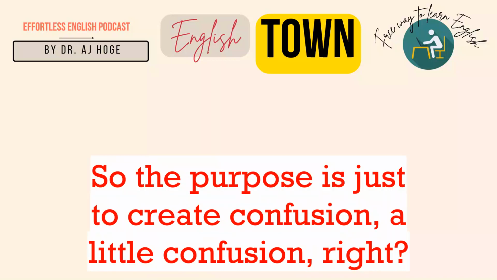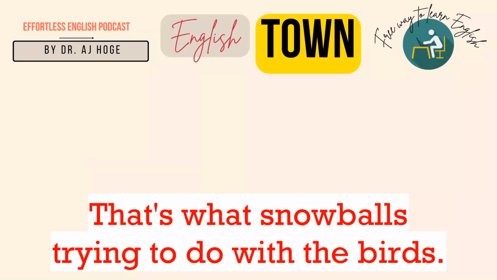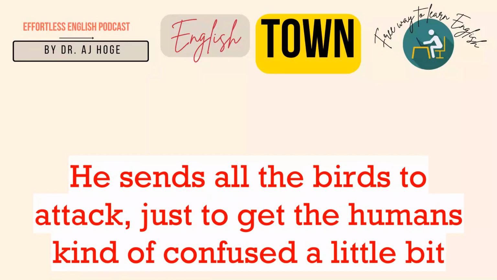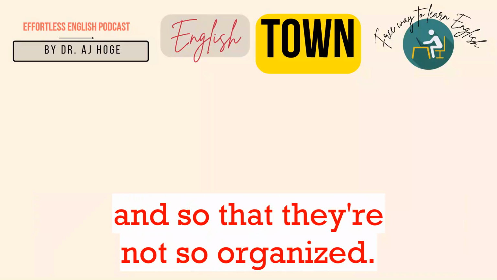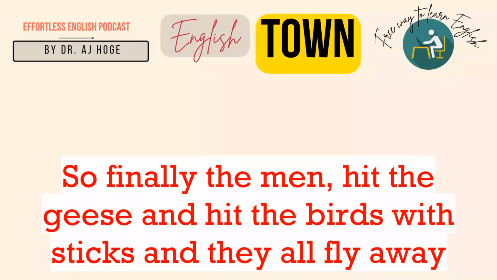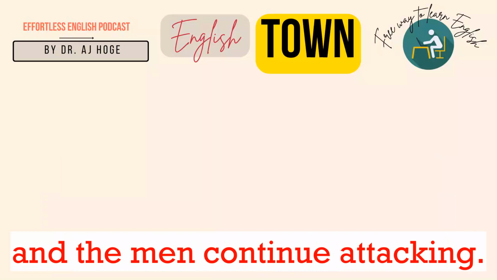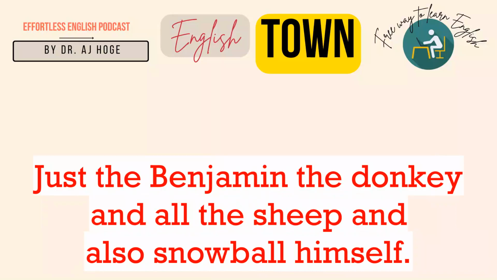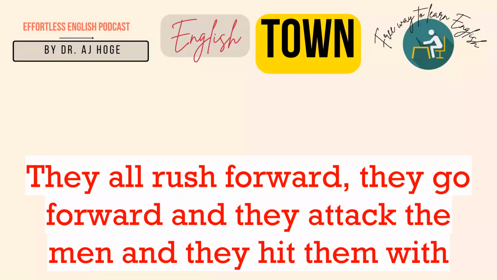So the purpose is just to create a little confusion, right? That's what Snowball's trying to do with the birds. He sends all the birds to attack just to get the humans a little bit confused, so that they're not so organized. So finally, the men hit the geese and the birds with sticks, and they fly away, and the men continue attacking.